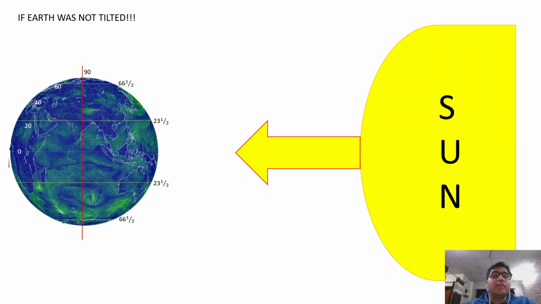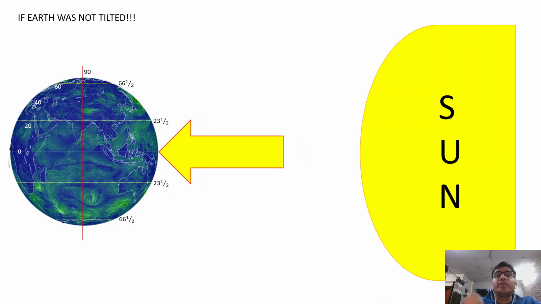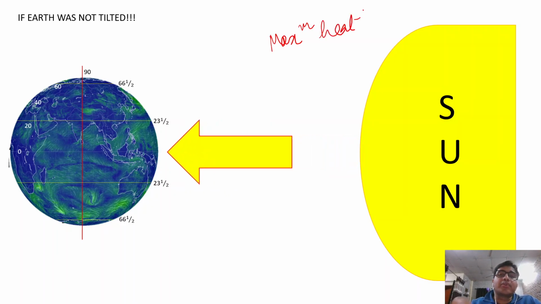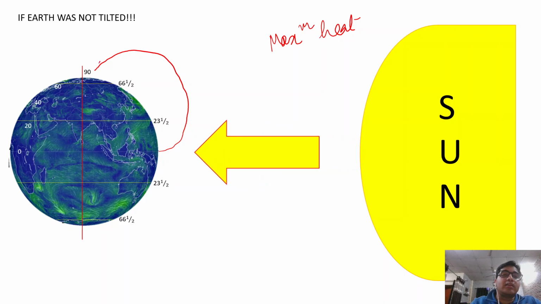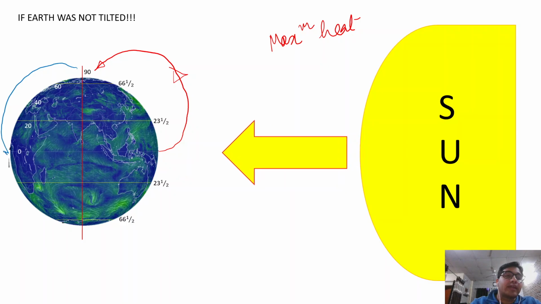Now imagine that the earth was not tilted. If the earth was not tilted, then what could have happened? The equator would have received direct sunlight. It would have been the location with maximum heat. Highest temperature means the lowest pressure. So the winds would have carried this heat from the equator. The winds would have been moving from the equator to the poles, and the cold winds would have come from the cold regions like this. So the warmth would have gone in one direction only, and the cold winds would have come over here.